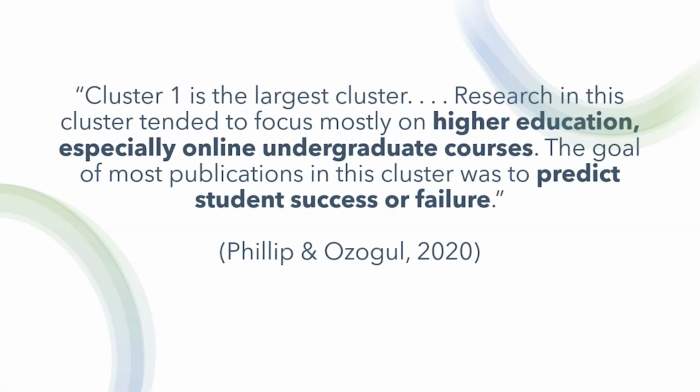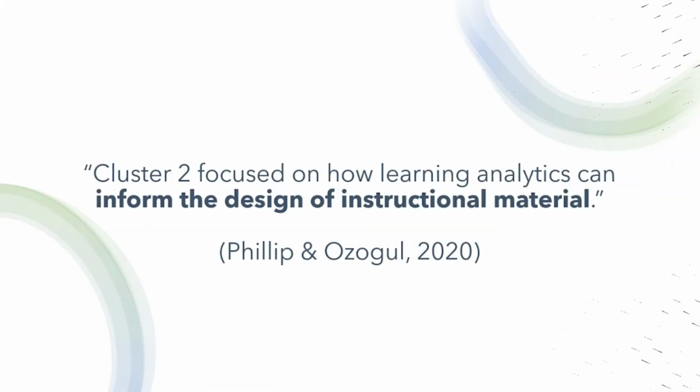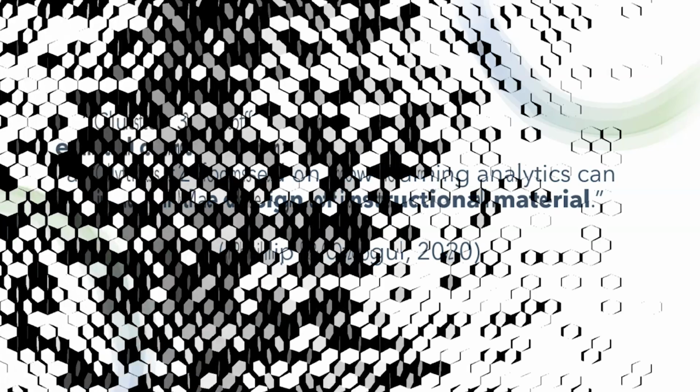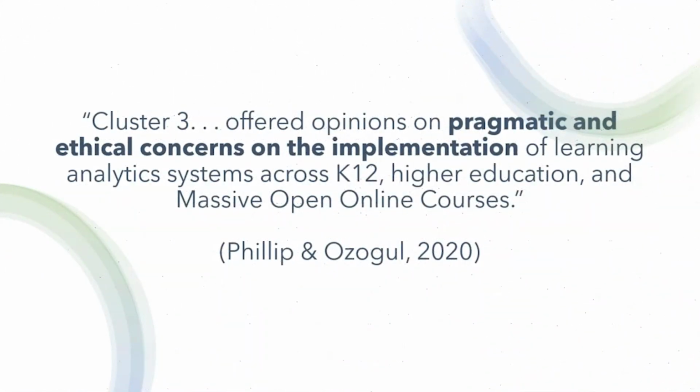Cluster 1 is the largest cluster. Research in this cluster tended to focus mostly on higher education, especially online undergraduate courses. The goal of most publications in this cluster was to predict student success or failure. Cluster 2 focused on how learning analytics can inform the design of instructional material, and Cluster 3 offered opinions on pragmatic and ethical concerns on the implementation of learning analytics systems across K-12, higher education, and massive open online courses.